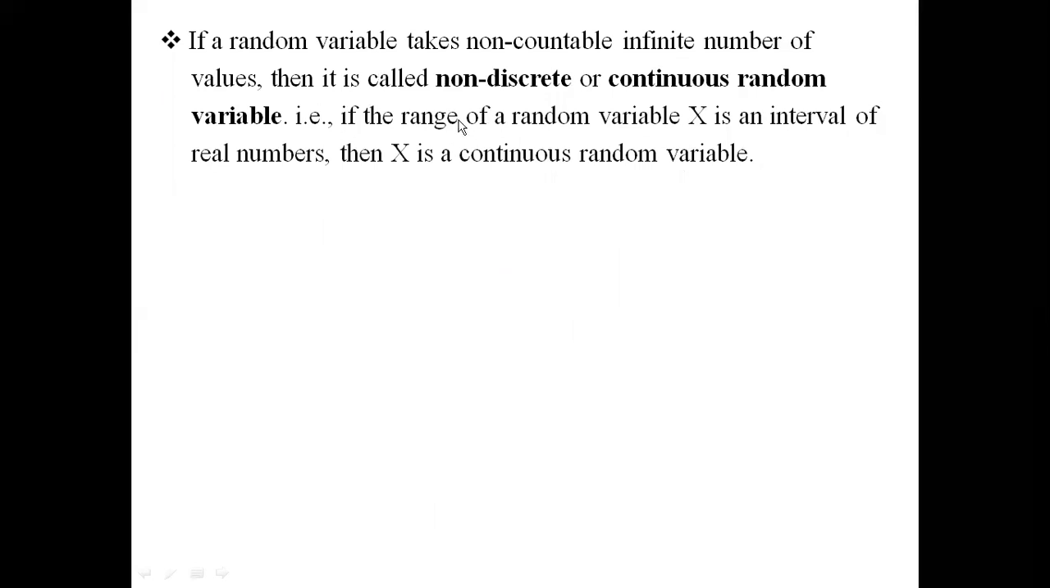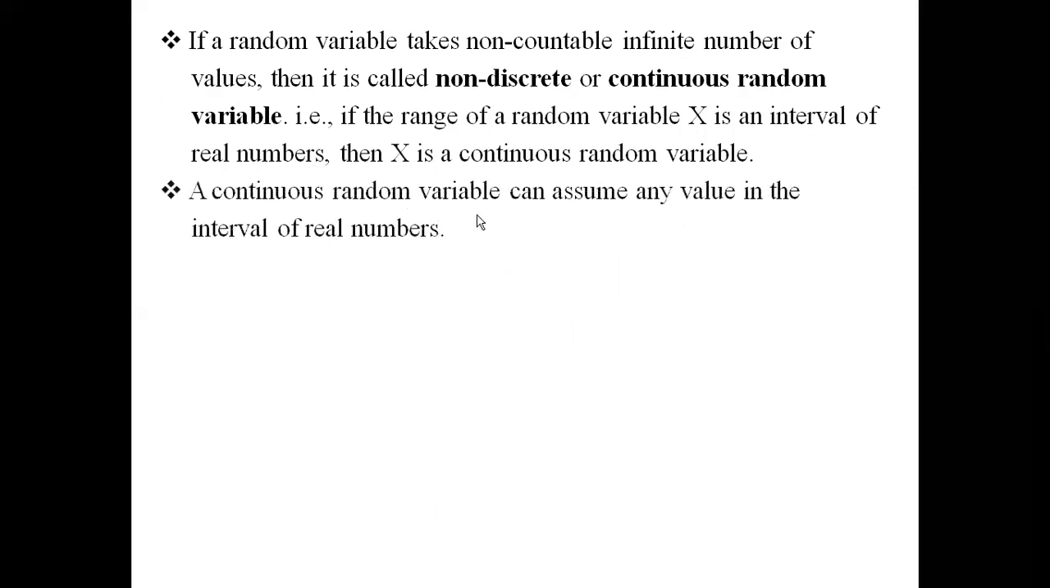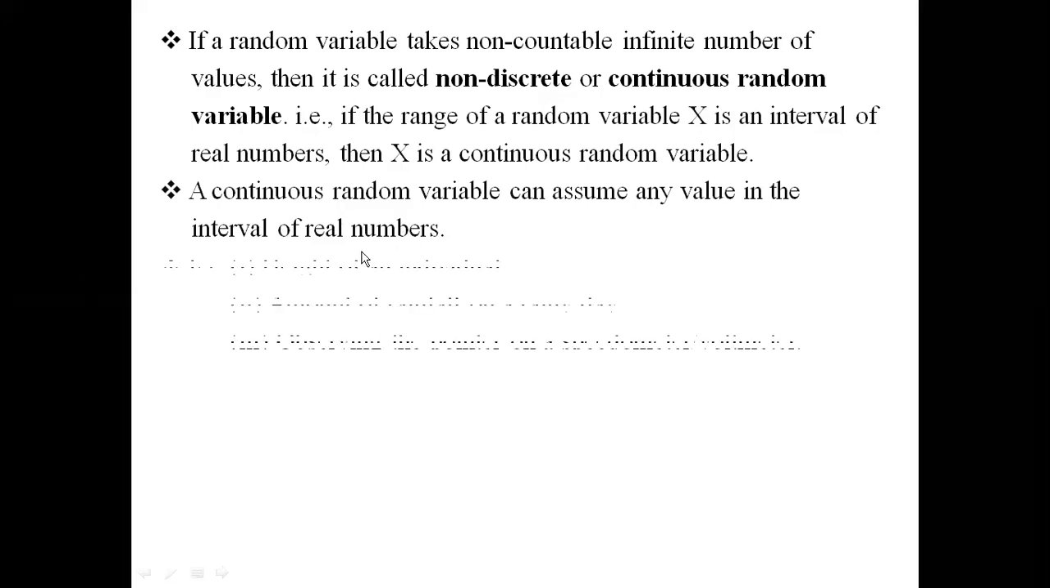Suppose we are writing down the range of the random variable x in the form of an interval, where the interval takes a set of real numbers. Then in such a case, x is said to be a continuous random variable. A continuous random variable can assume any value in the interval of real numbers. So suppose the interval is from 0 to 5. Then it can take any value between 0 and 5. It might be in terms of decimals as well. So that is how a continuous random variable can assume any value in the interval of real numbers.